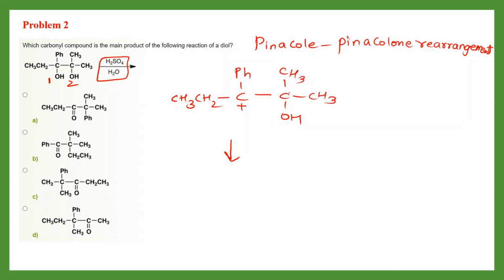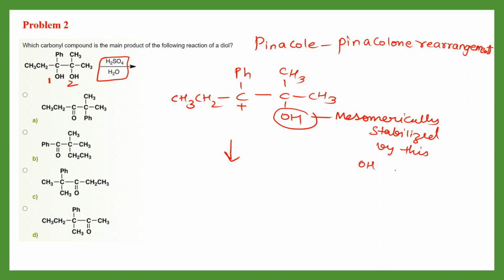Because the incoming carbocation will be mesomerically stabilized by the OH group. Very good. Mesomerically stabilized by this OH group.